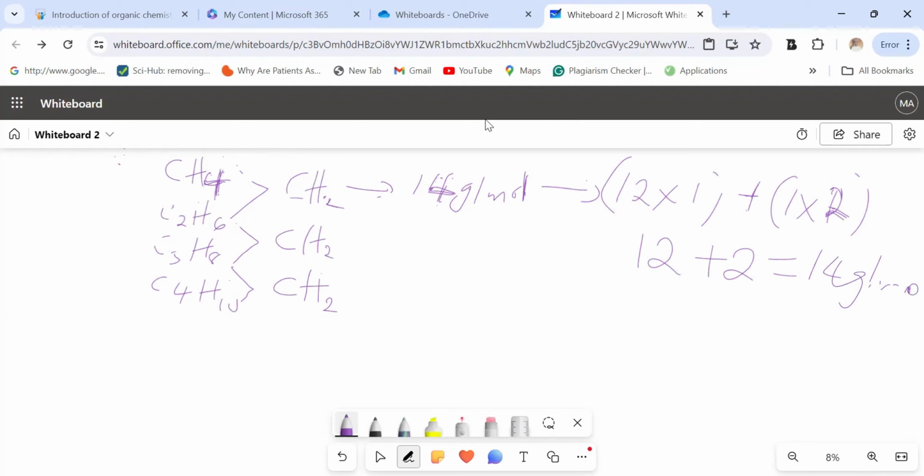So homologous series is the series in which each member differs from the next member by 14 gram. That is, homologous series is the series of compounds in which each member of the family differs from its next member by CH2 or 14 gram per mole, and that is homologous series.